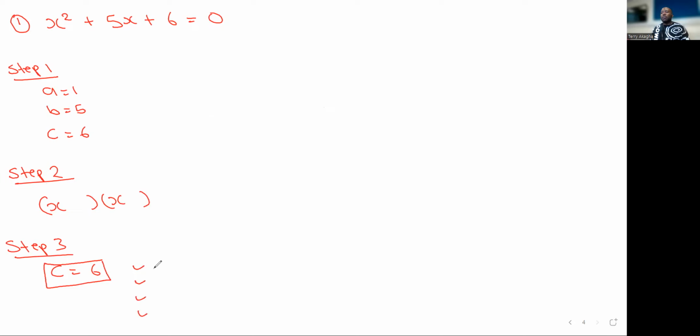6. Let's go. So we can say 6 times 1 will give us 6. Minus 6 times minus 1 will give us 6. And what else can give us 6? 3 times 2 will give us 6. Minus 3 times minus 2 will give us what? 6. Are you seeing it? So now step 4. So these are all the possible numbers that can give us 6, okay?